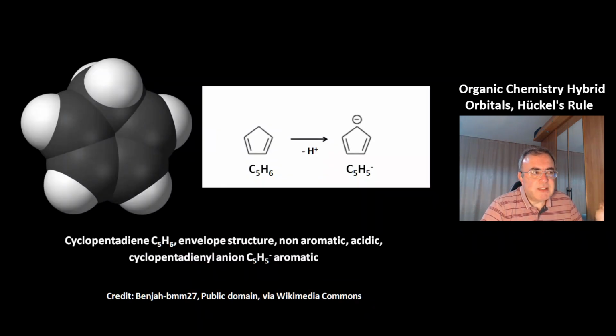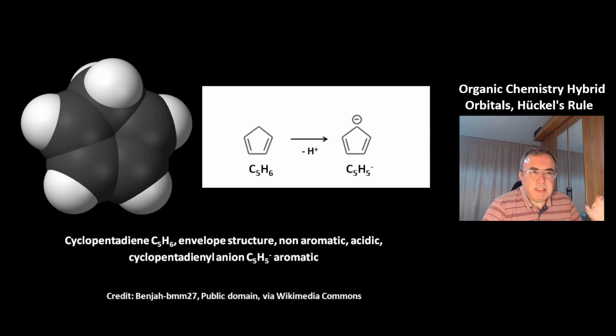Here's another example, cyclopentadiene, C5H6. In this case, you have a CH2 group, that's called a methylene group. This is non-aromatic because this carbon is not sp2 hybridized, it's sp3 hybridized, and it has no p orbital.